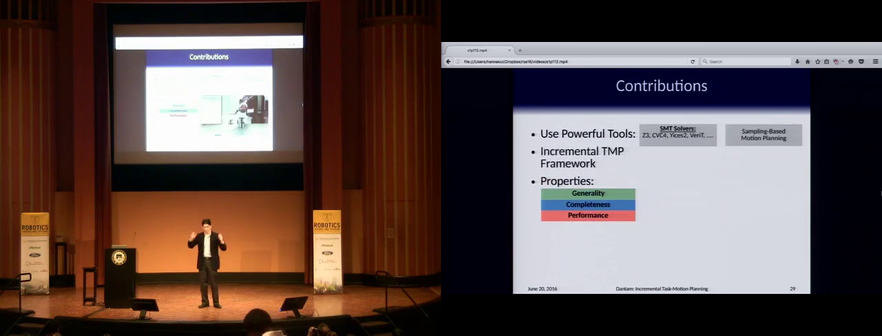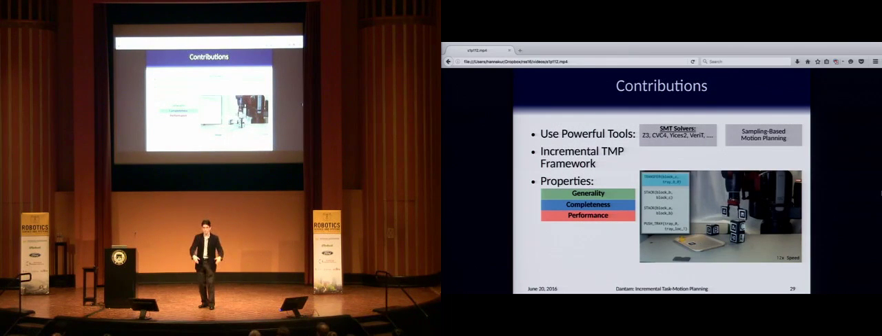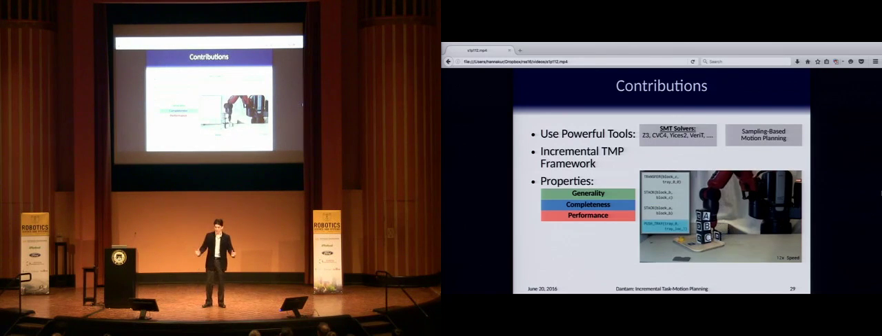So we're building on powerful tools, incremental SMT solvers and sampling-based motion planners. There's a whole community that is improving these solvers. They're really great tools to use. We put together this incremental framework for task and motion planning. We can do general actions like stacking and pushing, we are probabilistically complete, and we get good performance.